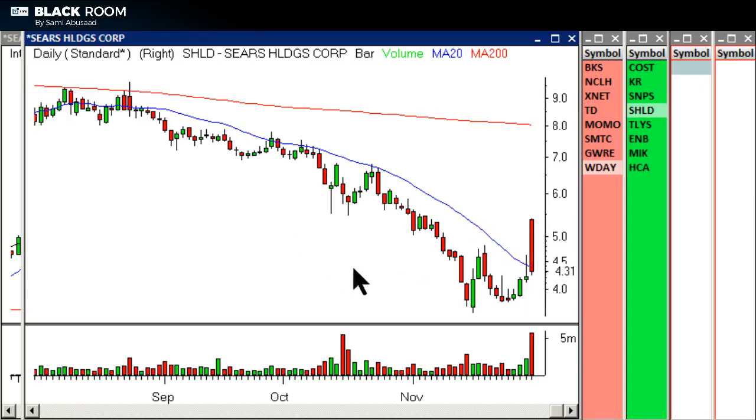So Shield often gets sold on gap ups. And I said that in the pre-market, in the black room, that this will probably be a short rather than a long, but I don't have it available. It's hard to borrow for me.